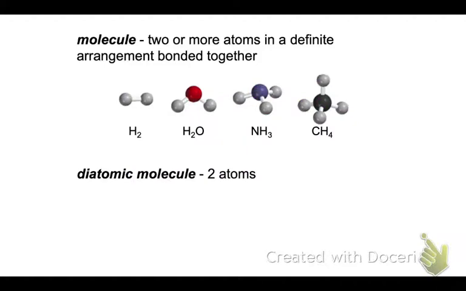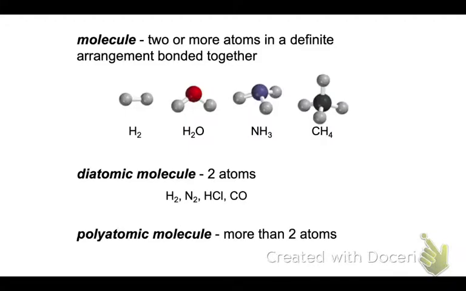Diatomic molecules, from what the name indicates, are molecules made of two atoms. Like hydrogen, 2 hydrogen atoms. Nitrogen gas, 2 nitrogen atoms. Hydrogen chloride, 1 hydrogen atom and 1 chlorine atom. Carbon monoxide, 1 carbon atom and 1 oxygen atom. Polyatomic molecules are the molecules that have more than 2 atoms. Examples: ozone. Ozone has 3 atoms of oxygen. Water, 2 atoms of hydrogen and 1 atom of oxygen.